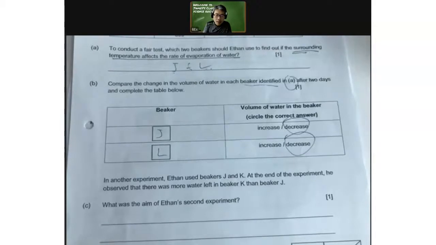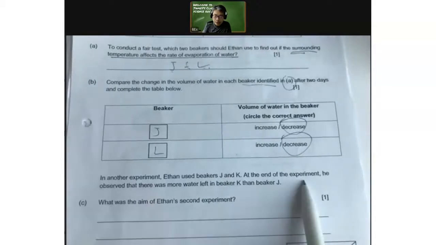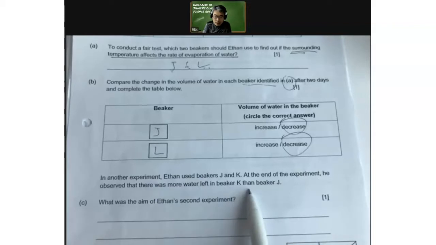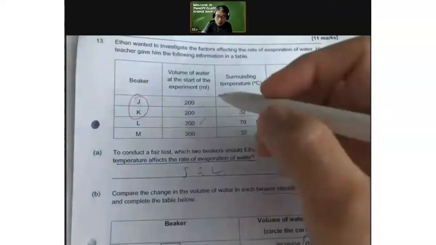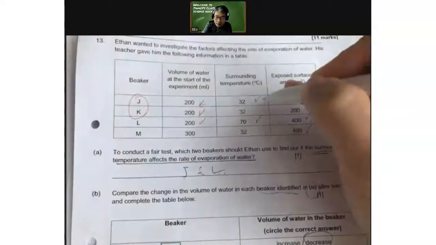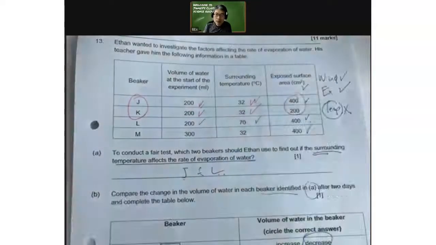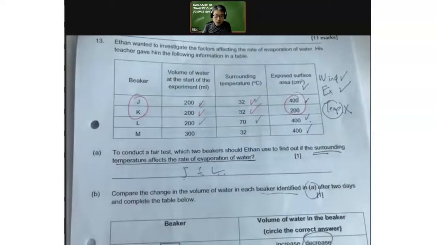In another experiment, Ethan used beakers J and K. At the end of the experiment, he observed there was more water in K than in J. Let's look at K and J, more water in K than J. Now, what is the same? This is the same here. This is the same here. This is the only difference. So that is what he was trying to investigate.